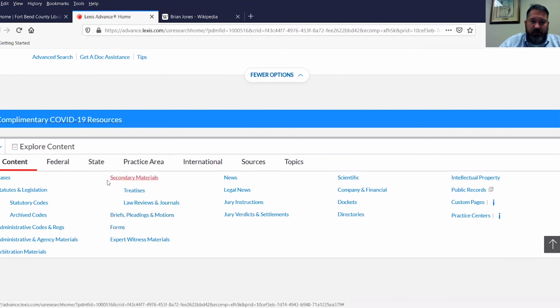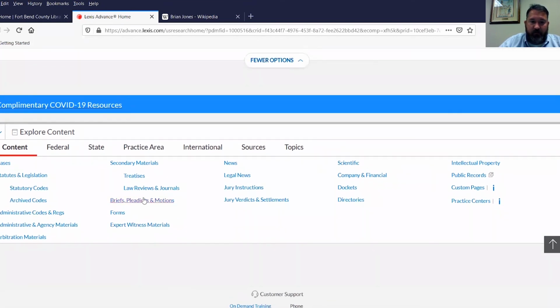seeking forms, just because I'm a little more familiar with it, by going to the secondary materials, looking for the particular topic, and then seeing what forms are in there. But you can also go straight to the forms as well. So you can look at things by content. This is the content that Lexis Advanced provides.